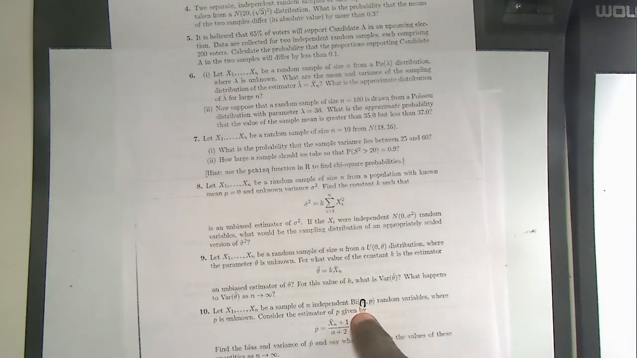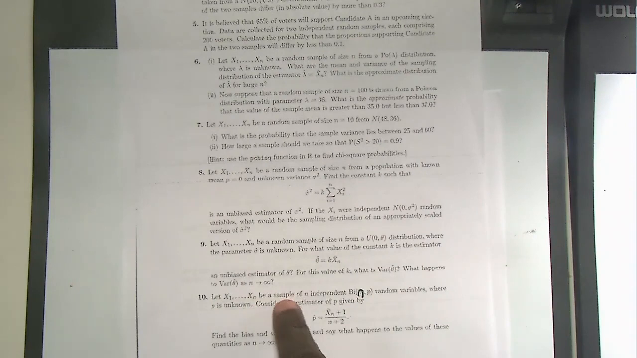Alright, there is a typo in question 10. It should read N, not M. There's no M in the question, right? It should say it's a sample of N independent.